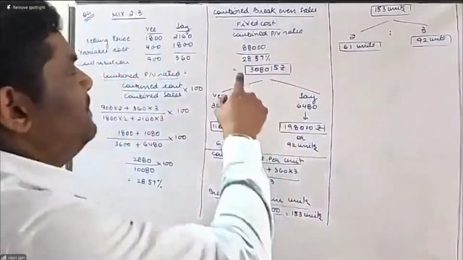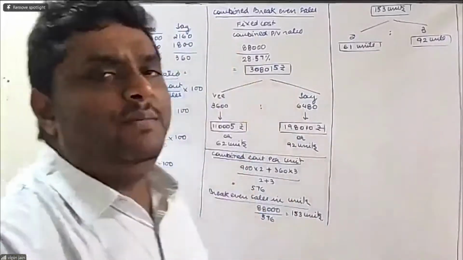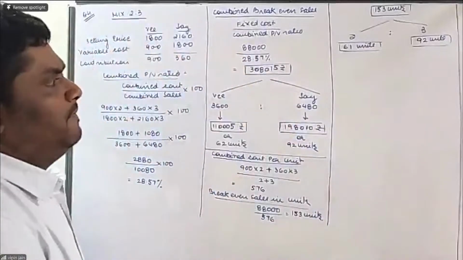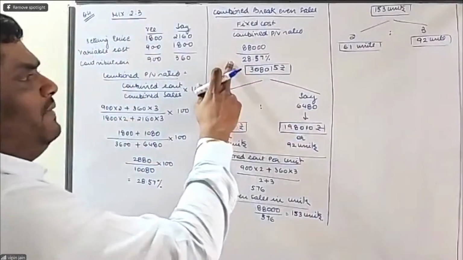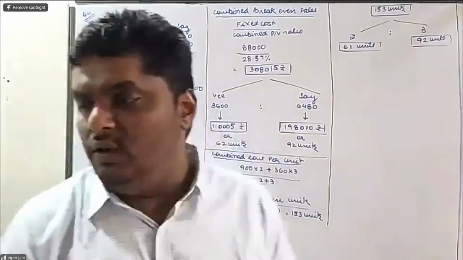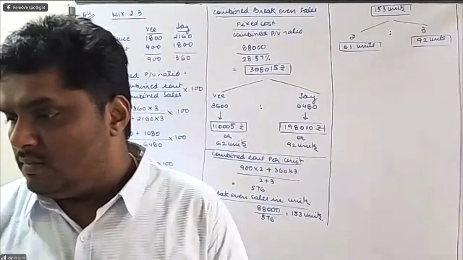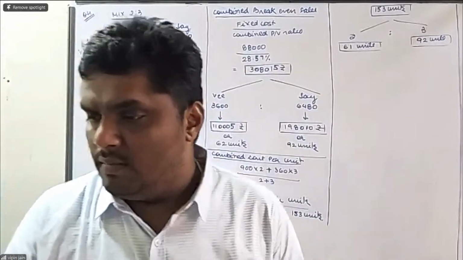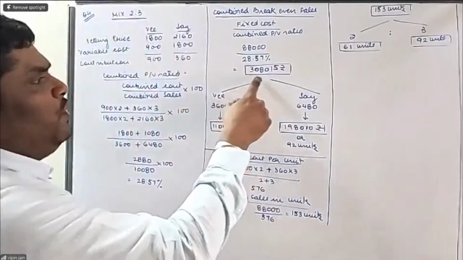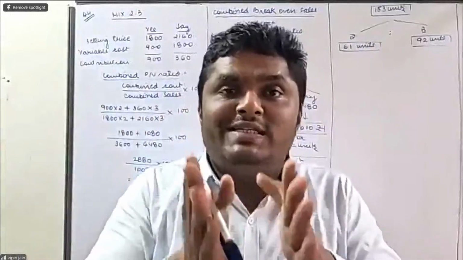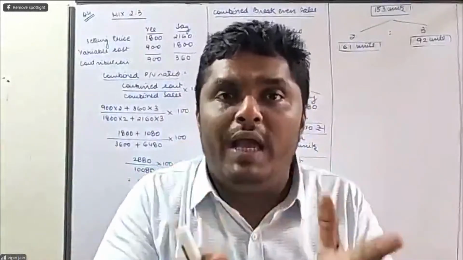308105 कैसे आया? So 88,000 divided by 28.57%, you will get this figure. 88,000 divided by 28.57, you will get this figure. So 308015. This is my total sales, that is quantity and price, दोनों का impact है.